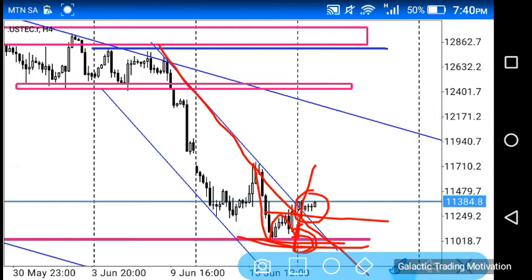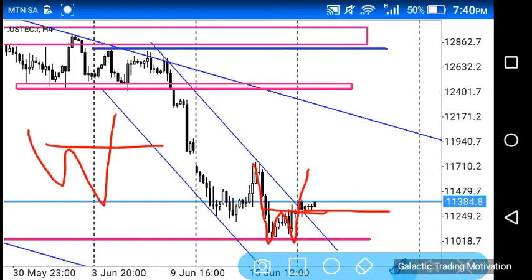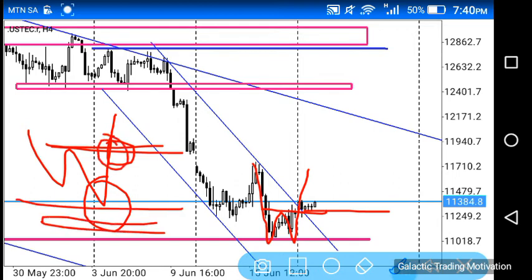Let me just redraw that, guys. I just want to be clear. So we have a W structure here, with the neckline being there, and I told you guys that when it comes to W formations, people buy here on the second leg of the W, and they buy again on the break of that neckline, and they put their stop losses just below that W structure. And that's precisely what is happening here, where we have a lot of stop losses sitting there.